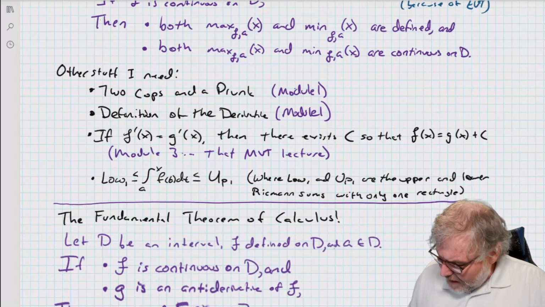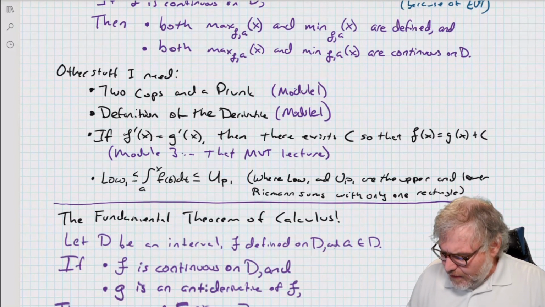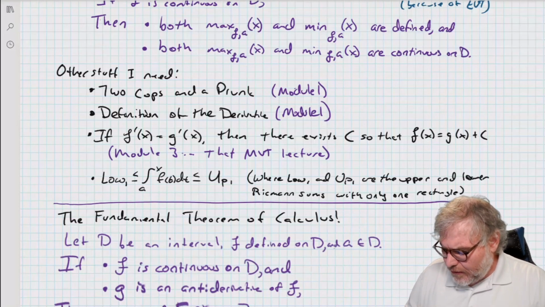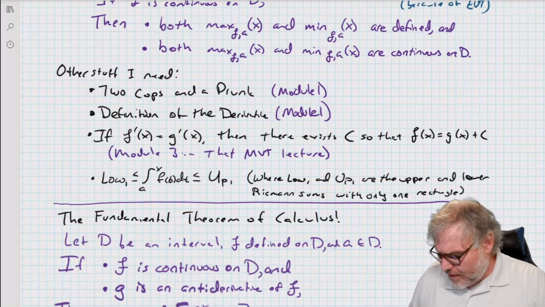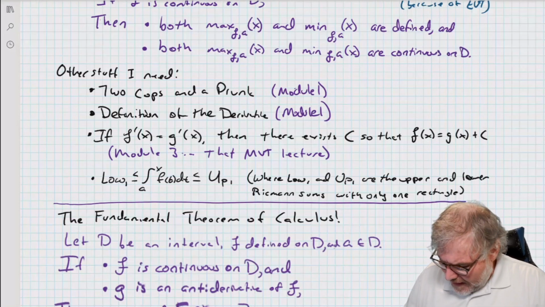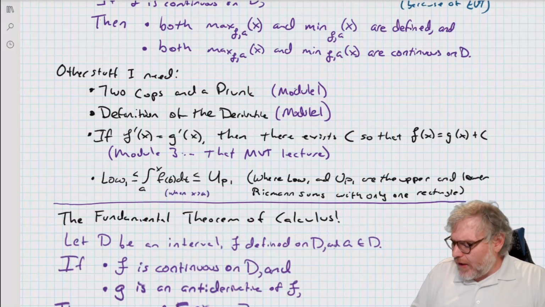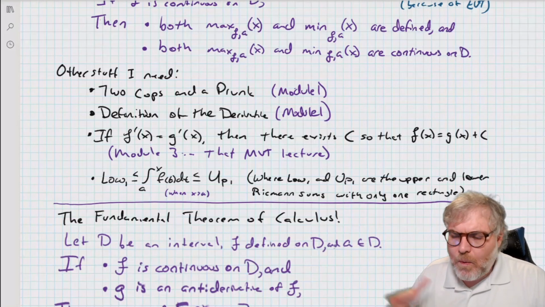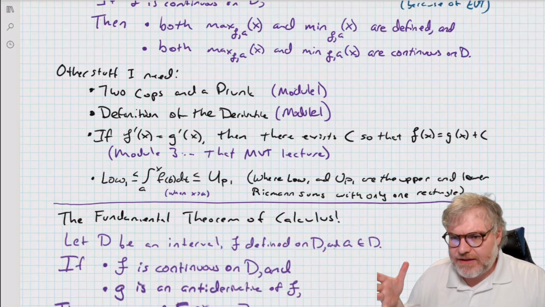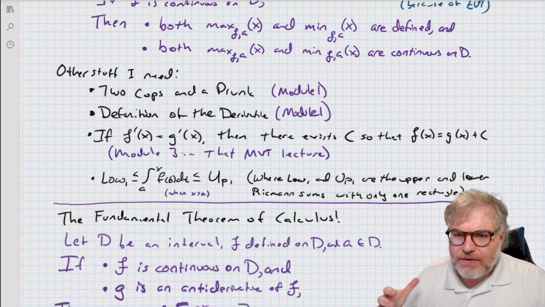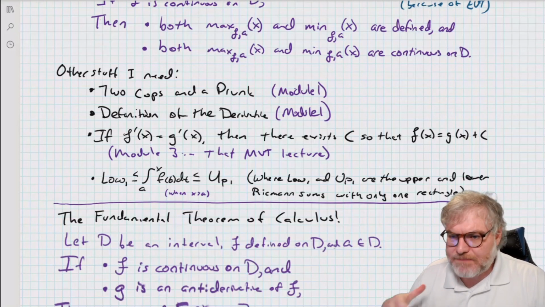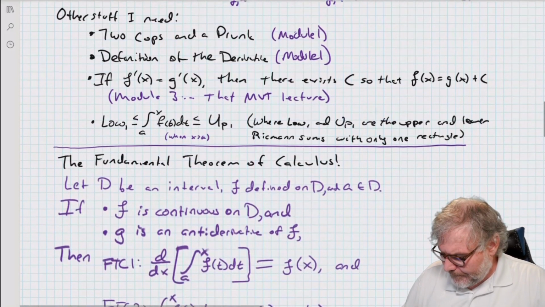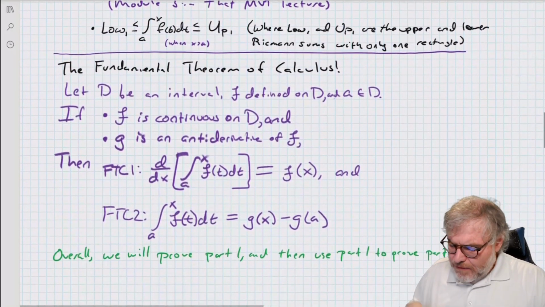And I'm going to need this idea from module four, which is that the lower rectangle is less than or equal to the integral, which is less than or equal to the upper rectangle, when x is greater than a. So if I take one rectangle, the upper sum is always bigger than the integral, and the lower sum is always less than the integral. Okay, so again, this is what we're trying to prove.